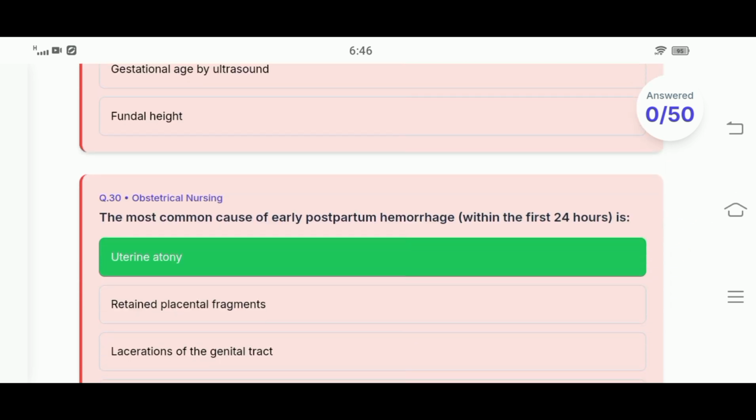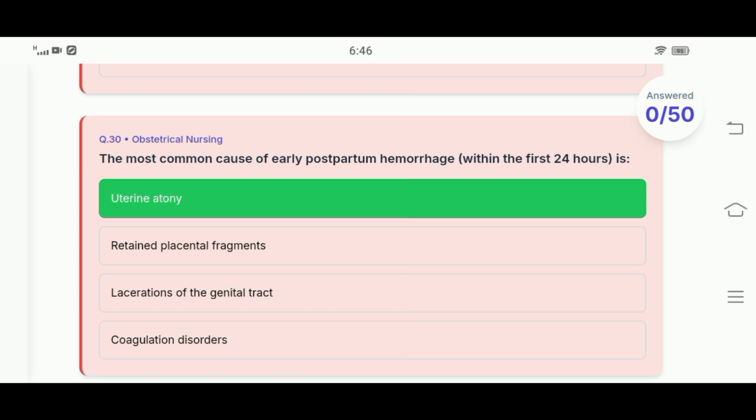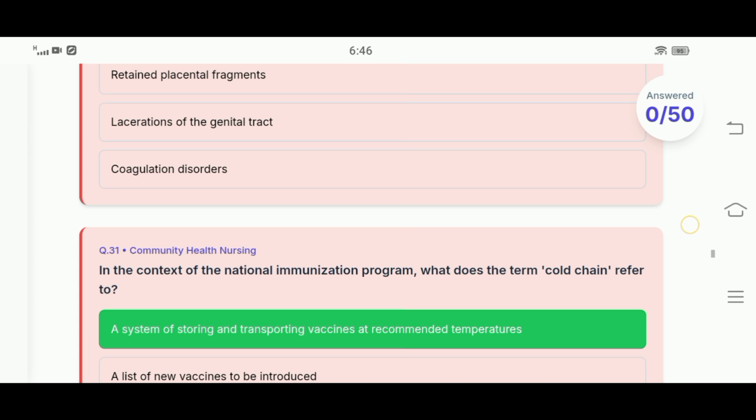Next, 30. Obstetrical nursing. The most common cause of early postpartum hemorrhage within the first 24 hours is. Options are A. Uterine atony, B. Retained placental fragments, C. Lacerations of the genital tract, and D. Coagulation disorder. Correct answer is A. Uterine atony.